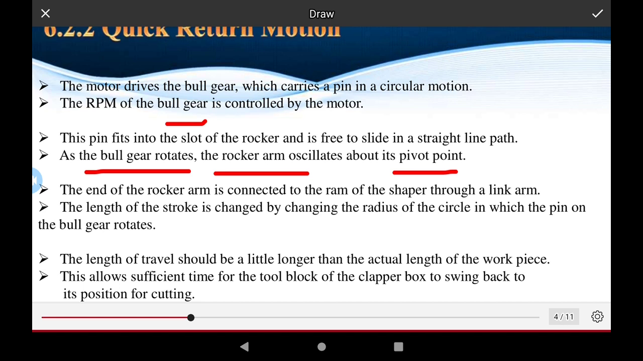Okay, the power supply increases the forward motion of the tool. This changes with the change in the radius of the circle in which the pin on the bull gear rotates. Okay, suppose I say this is one gear, and this is again a gear.